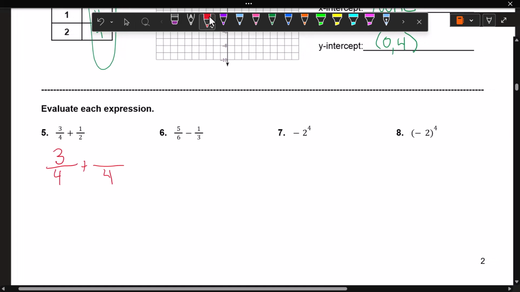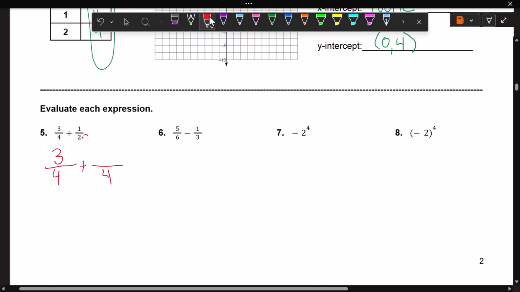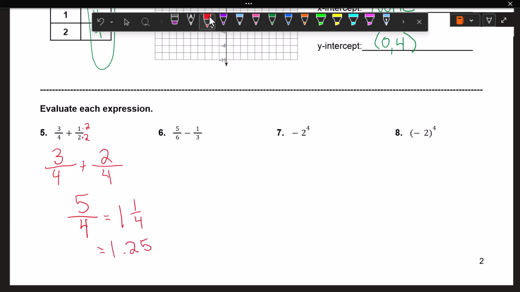But to get from 1/2 to something over 4, we multiply the denominator by 2. Obviously, 2 times 2 is 4. And 1 times 2 is 2. So 1/2 is the same as 2/4. And then we just add our numerators. So 5 over 4, or 1 and 1/4, or even 1.25. I don't care which way we write it.